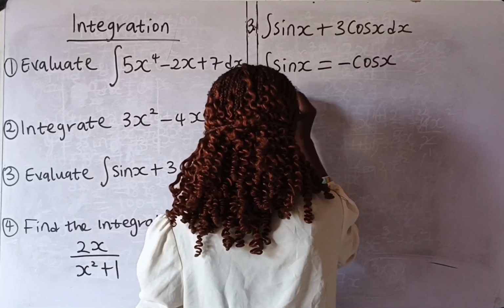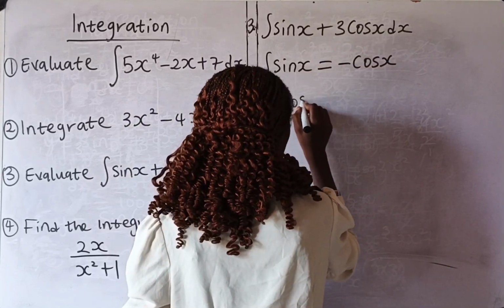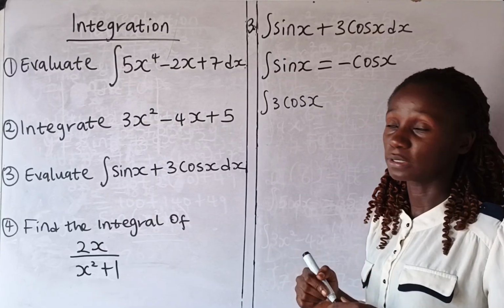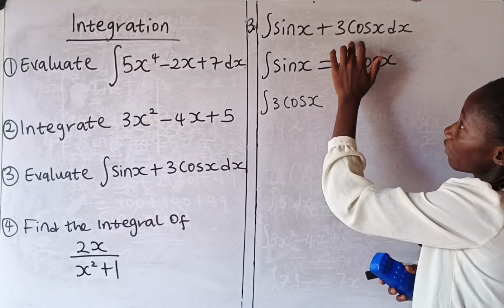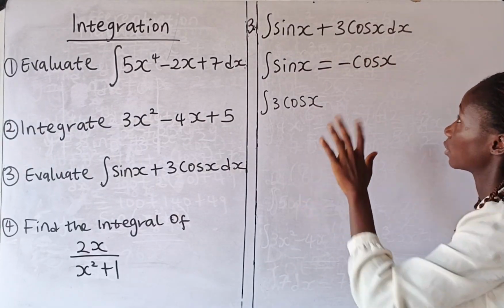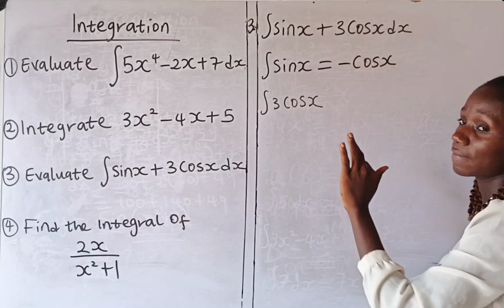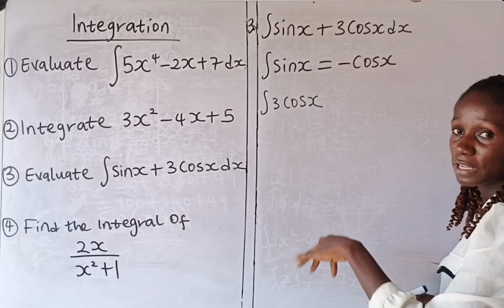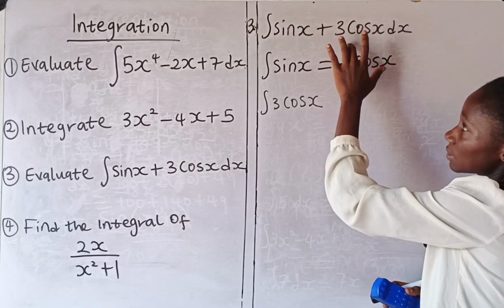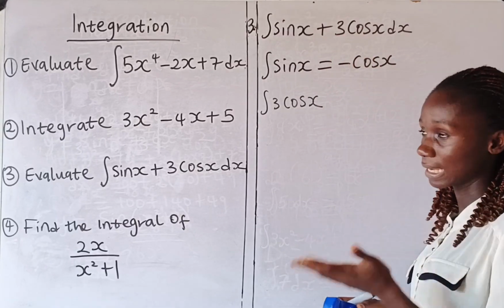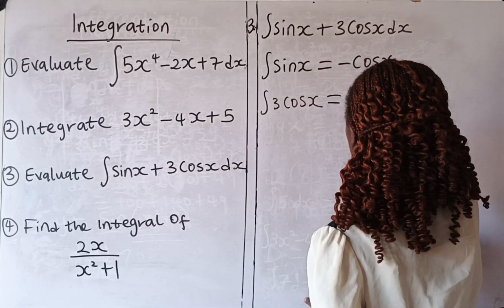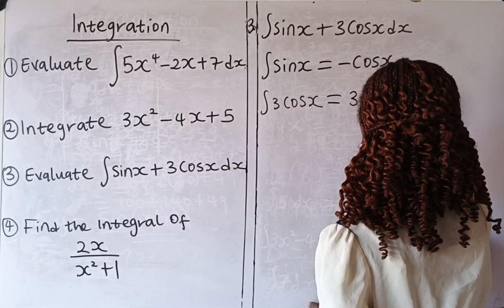Now integrate these two again. That is 3 cos x. Remember, when we are talking about differentiation, if you are differentiating cos x, that's the previous video in differentiation, we said we'll have a negative sine x, that's minus sine x. But now, in integration, we are integrating cos x, we are going to have a positive sine x. So this is what we are going to have. It will be 3 sine x.